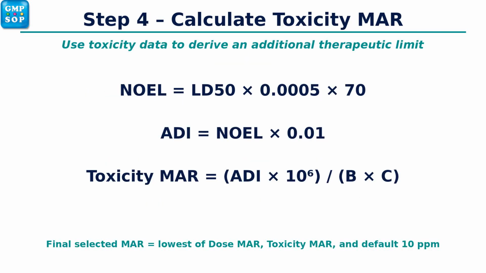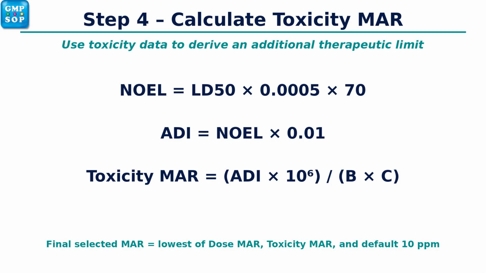Step 4 is to calculate toxicity MAR. First, calculate NOEL from LD50. NOEL stands for No Observed Effect Level. It means the dose level at which no harmful or pharmacological effect is observed. NOEL equals LD50 multiplied by 0.0005 multiplied by 70. Then calculate ADI. ADI stands for Acceptable Daily Intake. It means the amount of a substance that a person can be exposed to each day without expected harmful effects.